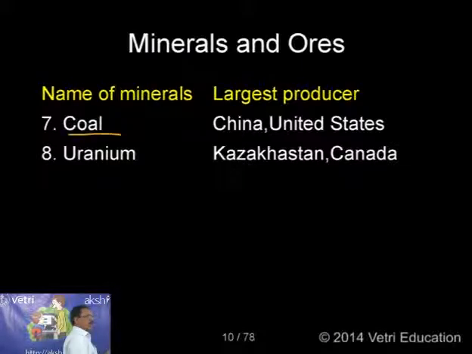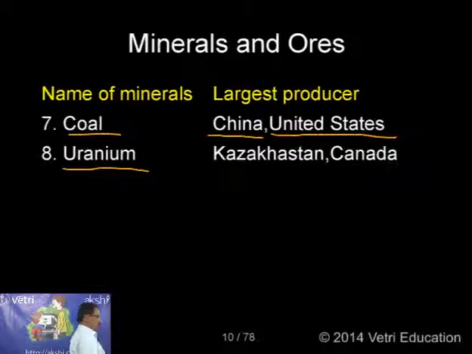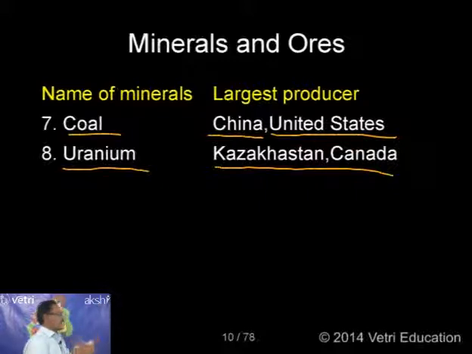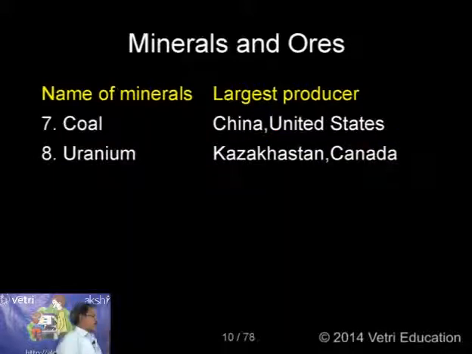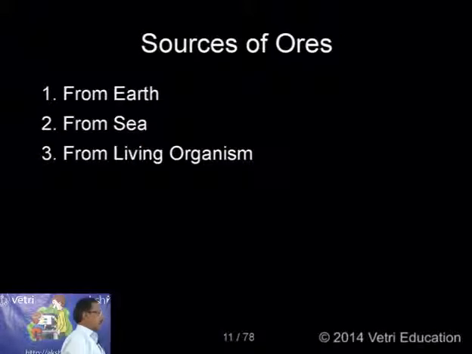Coal, the largest producer as usual, China and United States. And finally, uranium, the most wanted material, is available in Kazakhstan and Canada, the largest producers of the world. So these are the important minerals and the countries that are the largest producers. I have listed a few. Okay, with this, let me go for the interior.